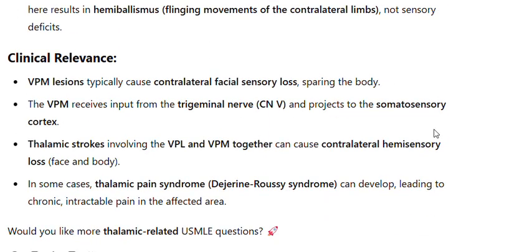Clinical relevance. VPM lesions typically cause contralateral facial sensory loss, sparing the body. The VPM receives input from the trigeminal nerve, CN V, and projects to the somatosensory cortex. Thalamic strokes involving the VPL and VPM together can cause contralateral hemisensory loss, face and body. In some cases, thalamic pain syndrome, Dejerine-Roussy syndrome, can develop, leading to chronic, intractable pain in the affected area.